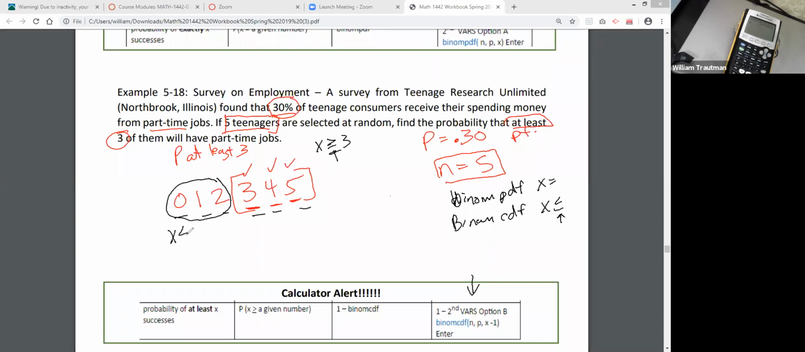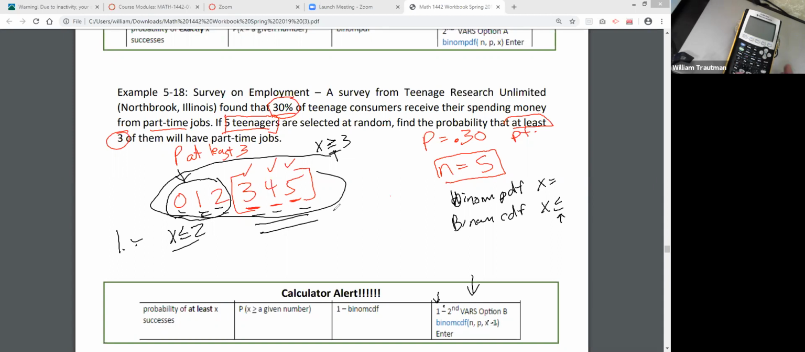So we're going to do x is less than or equal to 2, and we're going to subtract 1 minus that. The whole thing minus this equals this. So do you see? We're doing 1 minus, second vars, option B, and instead of 3, we're picking 2, because 3 minus 1 is 2. So we're going to do 1 minus this one.